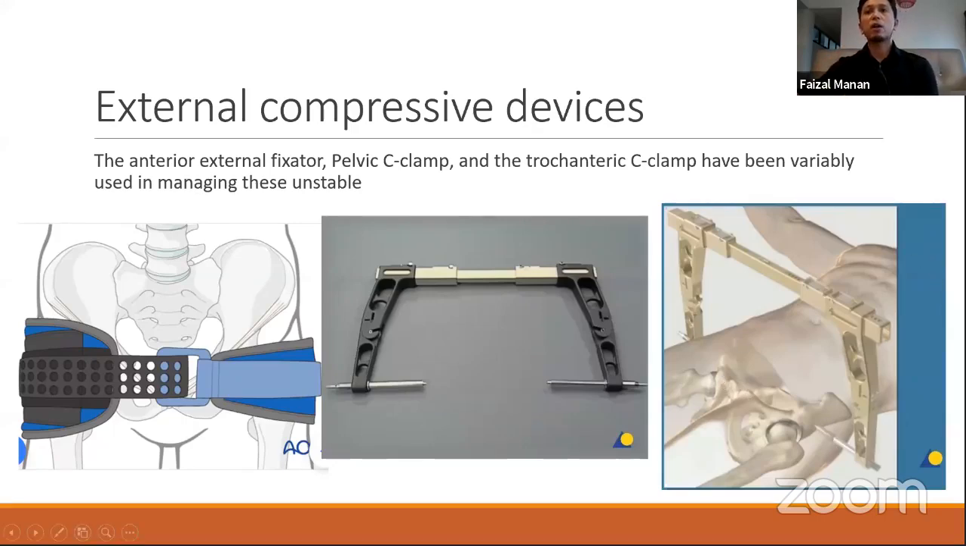They have a very good video on the AO website. AO is one of the main websites that we use in orthopedics for a rough idea and then a guide for the treatment as well. So it's worth looking at AO. It shows you how to put it. There are a few contraindications of when you don't use this, such as comminuted sacral fracture.